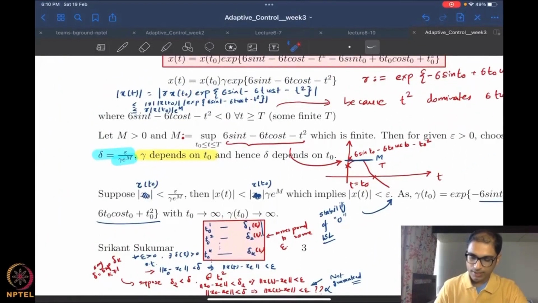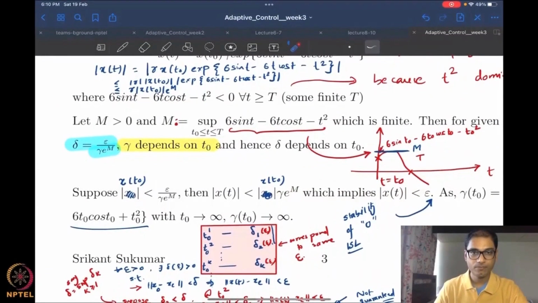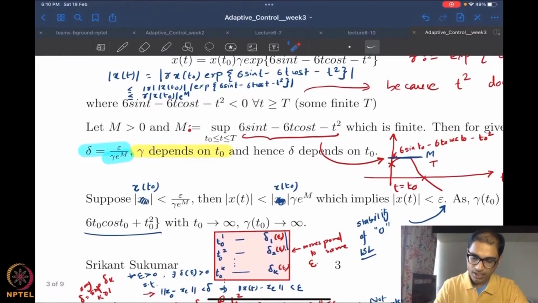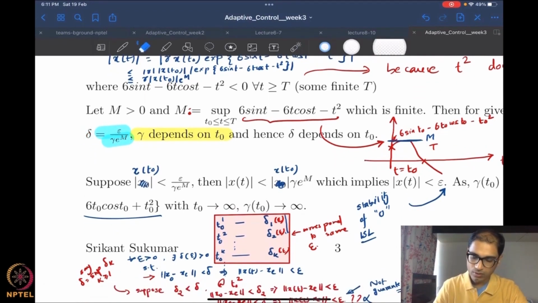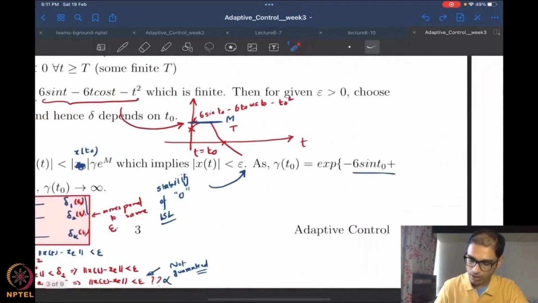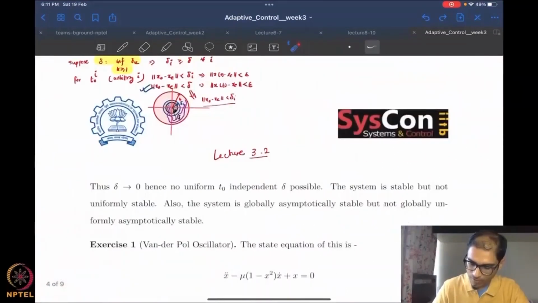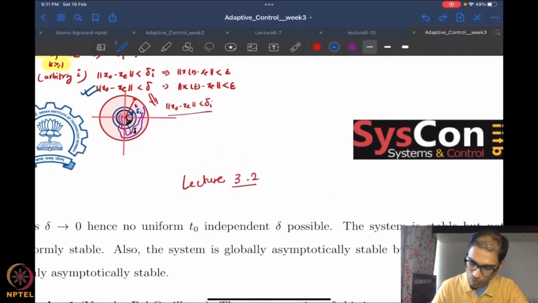Now let's look at our specific case. We have epsilon over gamma em, where gamma is what depends on initial time. Now the idea is I need to choose the smallest of the deltas. Okay, so what is it? Let me be careful. So what do I want to do?